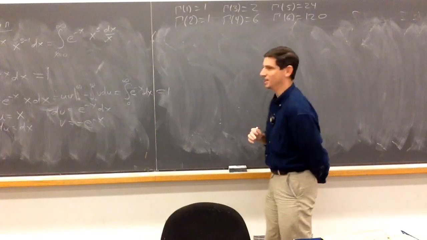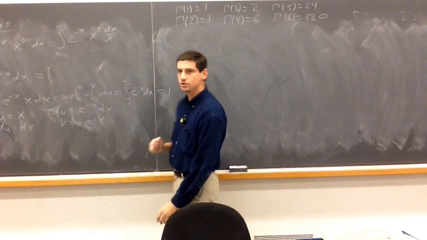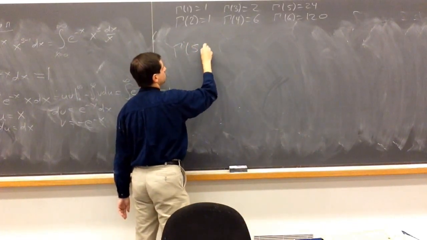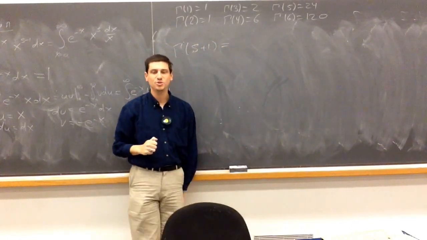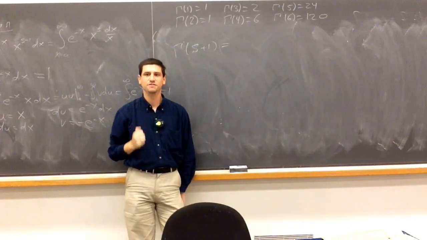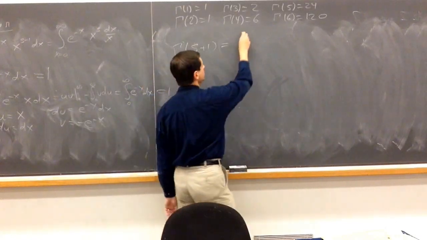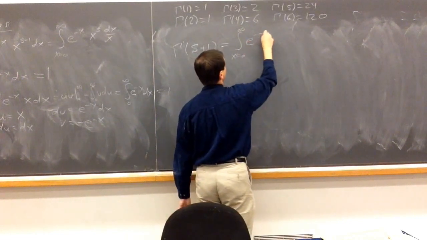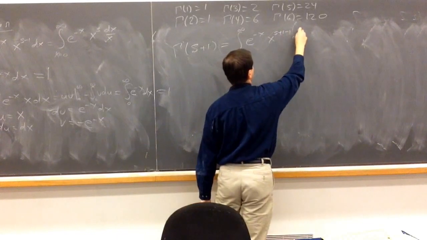What does the pattern look like? It looks like factorials. So let's prove this. Let's look at gamma of s plus 1. I apologize that we're using the letter s. This is the conventional notation for this problem. So this is going to be the integral, x goes from 0 to infinity, of e to the negative x, x to the s plus 1 minus 1 dx.